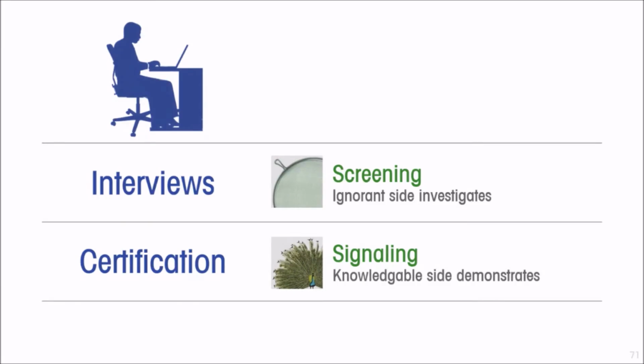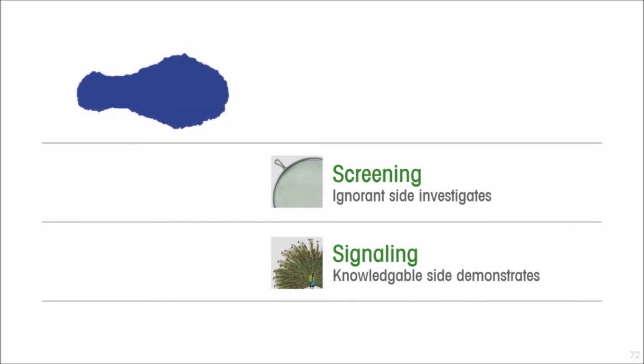Another example of the asymmetric information problem is restaurants.